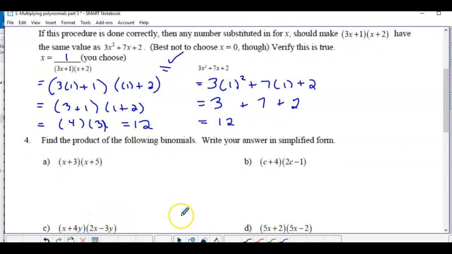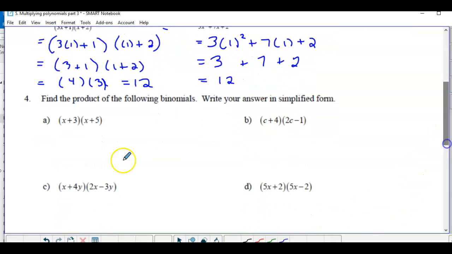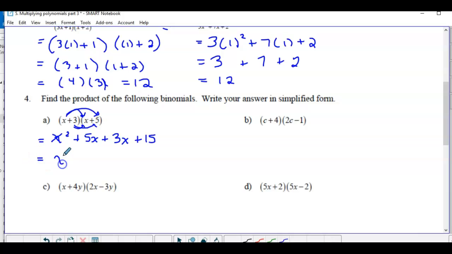So now we're actually going to do these multiplications. It says find the product, write your answer in simplified form. So first terms together is x squared. Outside terms together is 5x. Inside terms together is 3x. Last terms together is 15. So then x squared plus 8x plus 15.